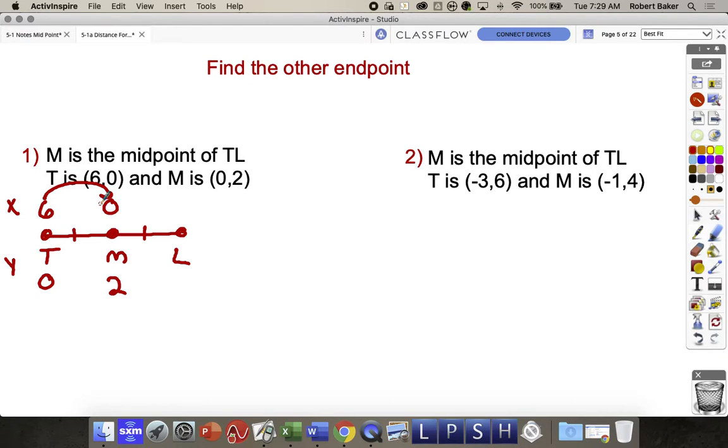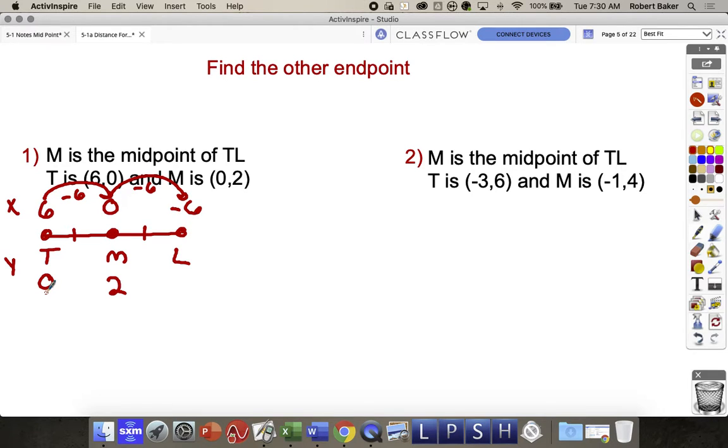How do I get from 6 to 0? I do that by subtracting 6. So if I repeat that process and subtract 6 again, 6 minus 6 is 0, 0 minus 6 is negative 6.